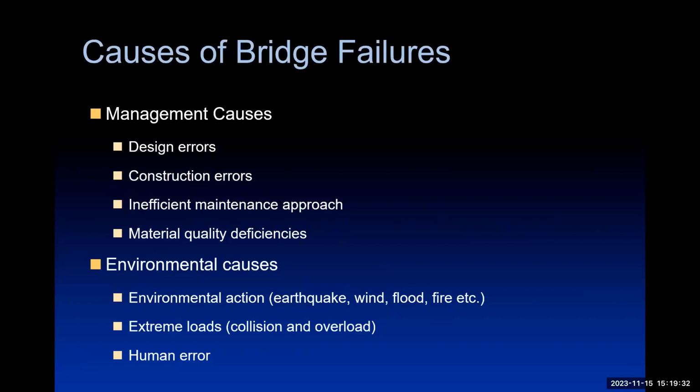What we do these days is to identify how often they are likely to happen, or at least on average, how often. We're assuming that our environment will stay the same, which it doesn't. We then have extreme loads. Extreme loads can be caused by collision or overload. And in fact, we've been involved with some overload instances. And of course, the one which authorities like to blame most often is human error.